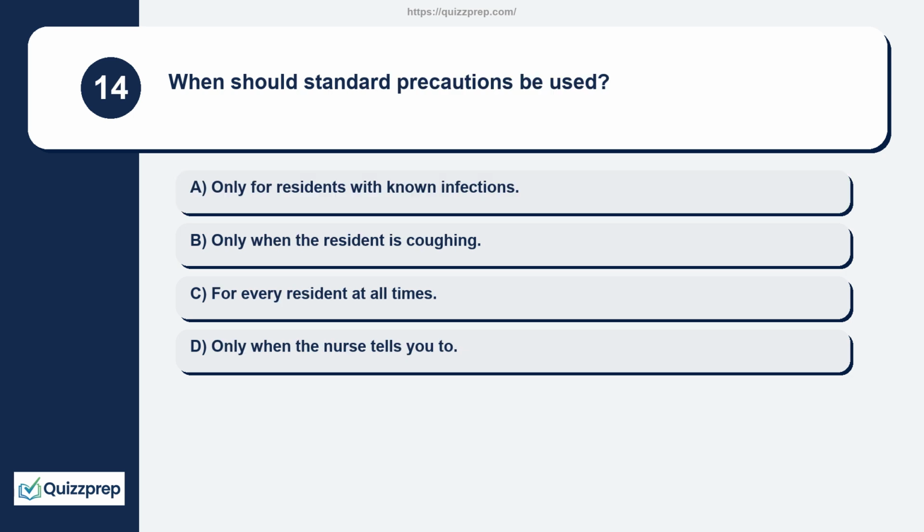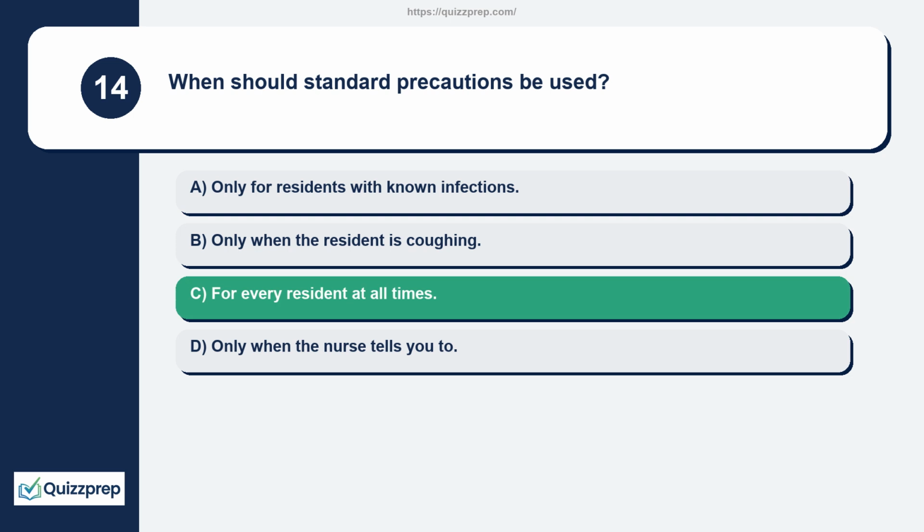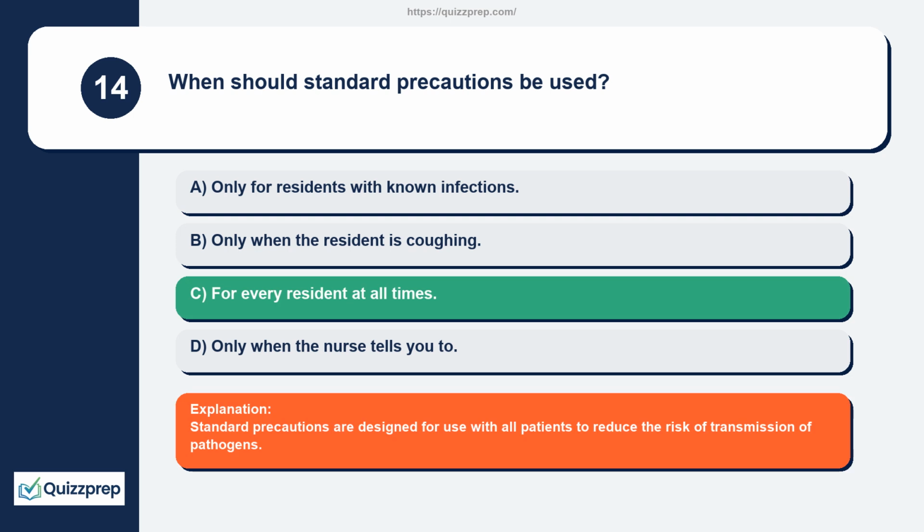Question 14. When should standard precautions be used? Only for residents with known infections, only when the resident is coughing, for every resident at all times, or only when the nurse tells you to? Standard precautions are designed for use with all patients to reduce the risk of transmission of pathogens.